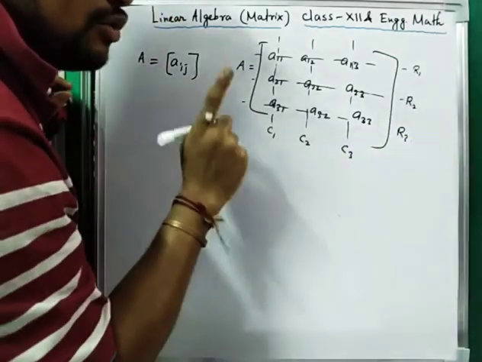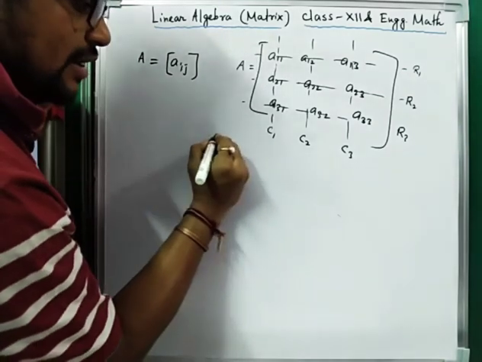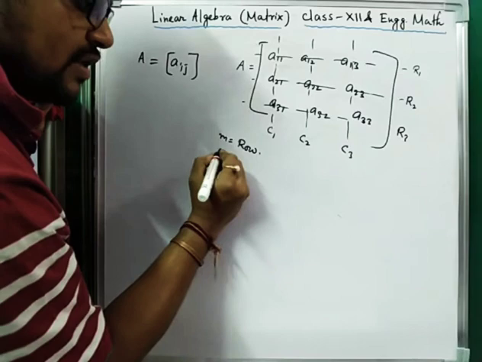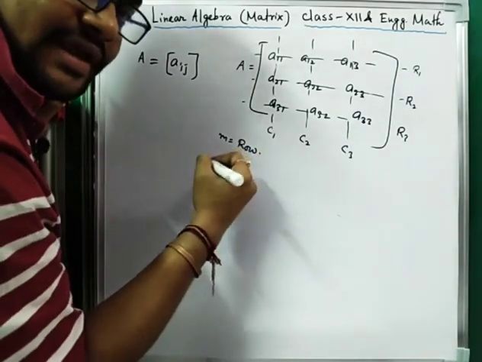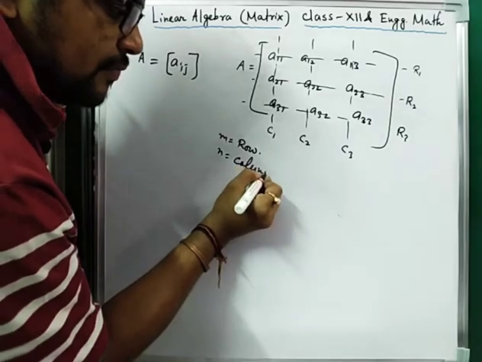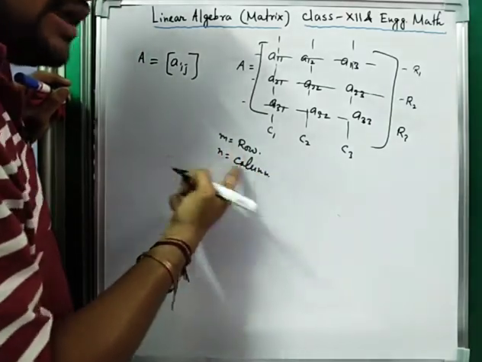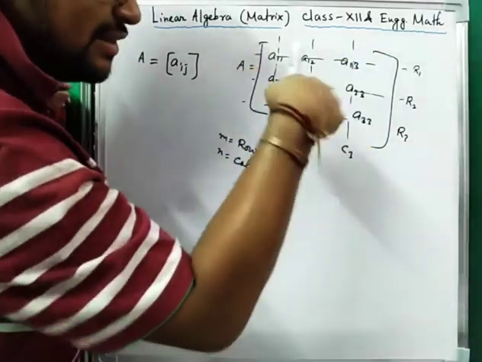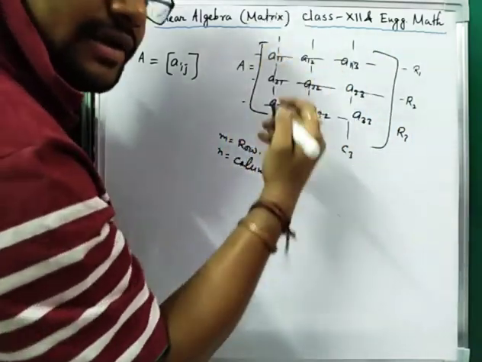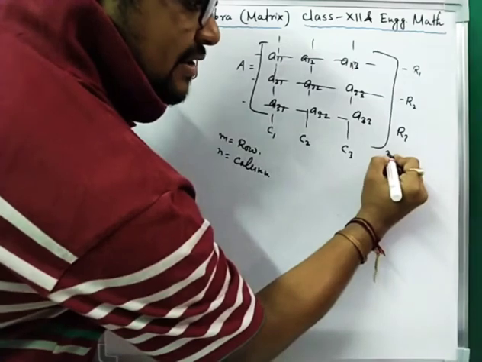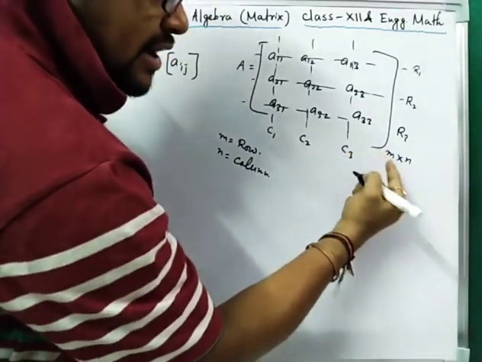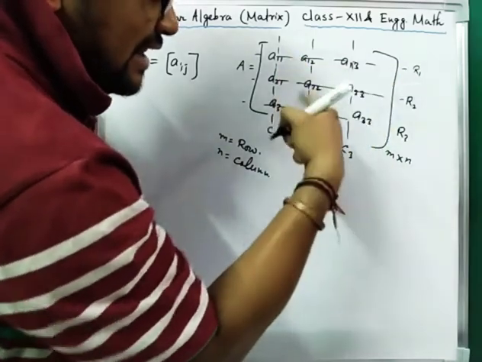Row 1, row 2, row 3. So how many rows are there? Row can be denoted as M. Please remember, M is denoted as row, means number of rows can be denoted as M, and N is number of columns. So M means row, N means column. How many rows are there in this matrix? 1 2 3, 3 rows are there, and 3 columns are there. So always representation is like this: M cross N, or you can say M by N. So here M is 3 as well as N is also 3.